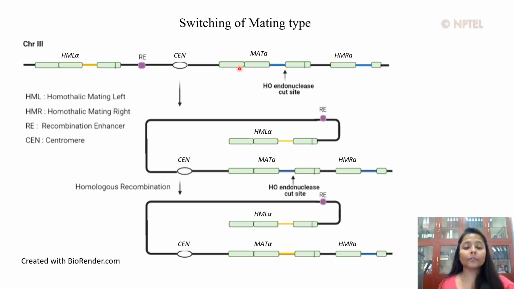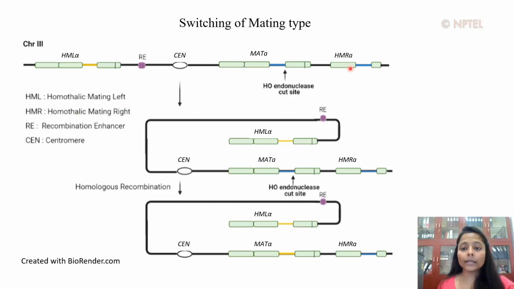The mating type of the cell is determined by the MAT locus present on the right arm of chromosome 3. The MAT locus contains one of the two non-homologous alleles responsible for determining the mating type of the cell, that is MAT-A and MAT-alpha. In this case, it is MAT-A. Additionally, chromosome 3 has two more loci, HML-alpha and HMR-A. HML stands for homothallic mating left and HMR stands for homothallic mating right.